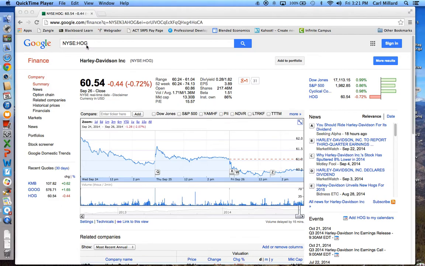For your purposes, knowing the ticker symbols is kind of nice because once you find a company that you like, it's just faster to type in HOG than it is to type in Harley Davidson and hit enter.